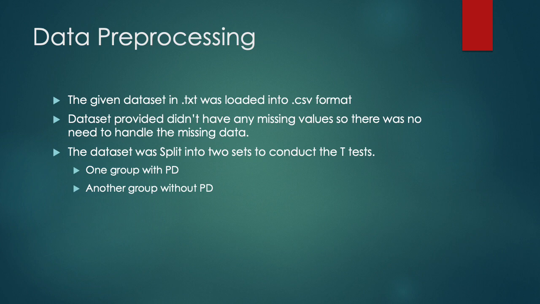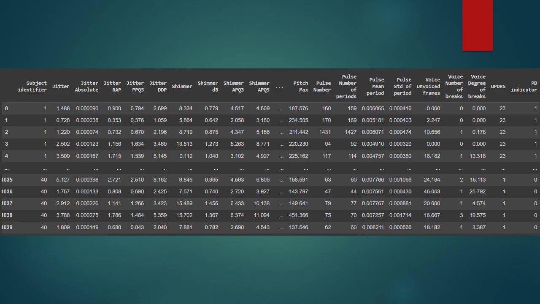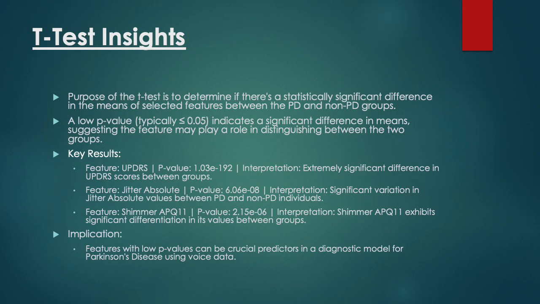The data set was split into two sets to conduct the t-test, one group with PD and the other group without PD. From here we can see that there are 1039 rows and we have 29 columns with all the 26 samples and features and UPDRS and PD indicators. So the next step is the t-test.